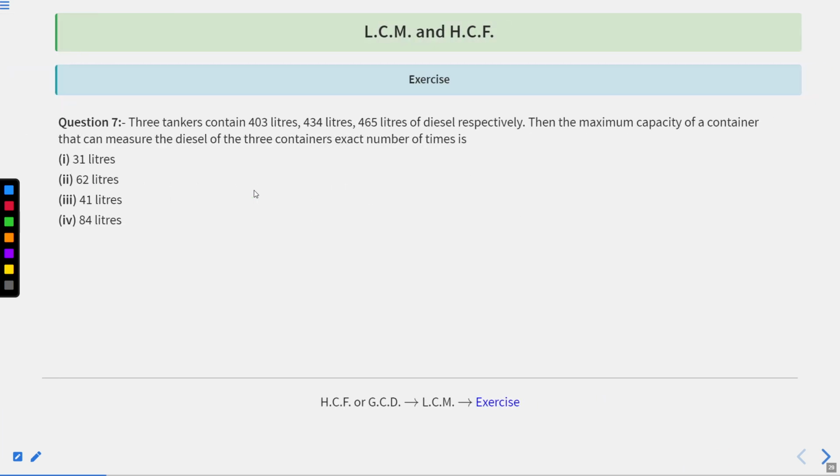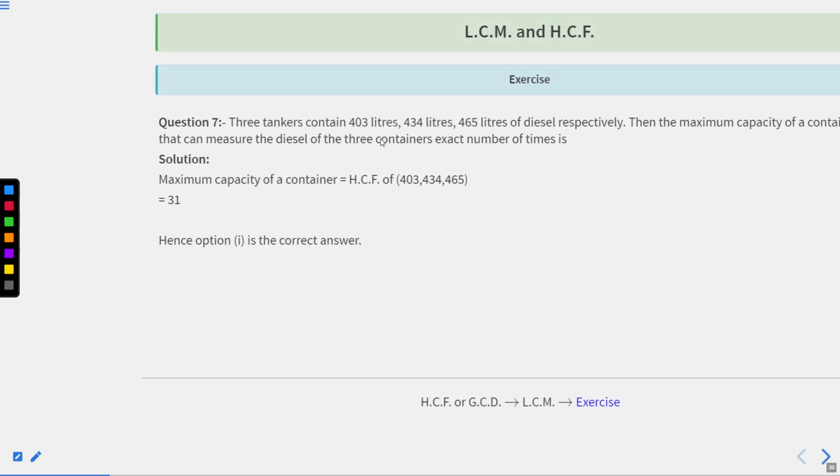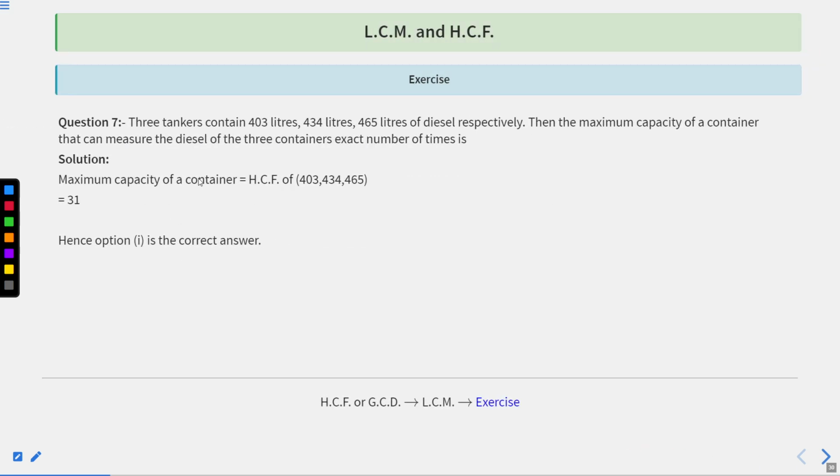3 tankers contain 403 liters, 434 liters and 465 liters of diesel respectively. Then the maximum capacity of a container that can measure the diesel of the three containers an exact number of times is. So the maximum capacity of the container is equal to the HCF of these three numbers that is given to us, which is equal to 31. So the correct option here is first.